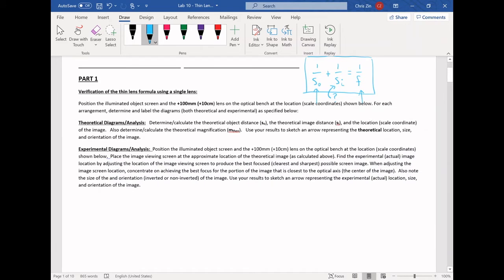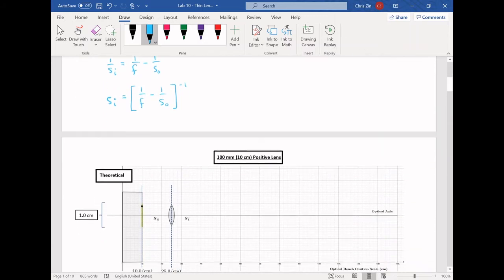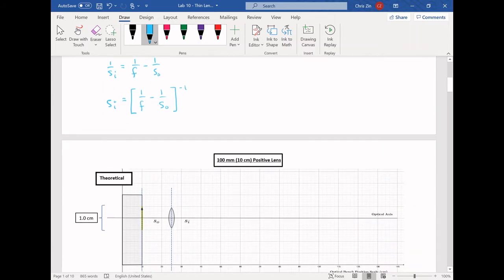Since we're looking for the image distance, I want to solve for SI in that formula. I can do this by subtracting 1 over SO from both sides and then inverting both sides of this equation. Okay, so that formula should give us the image distance. First, we're going to do this theoretically.